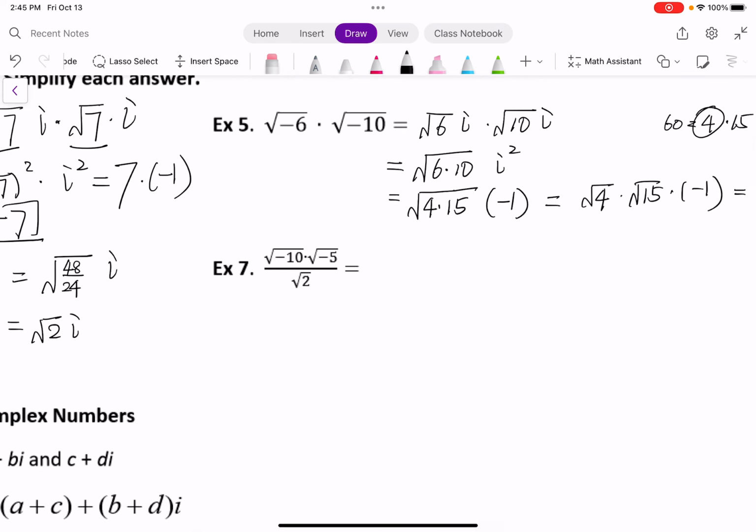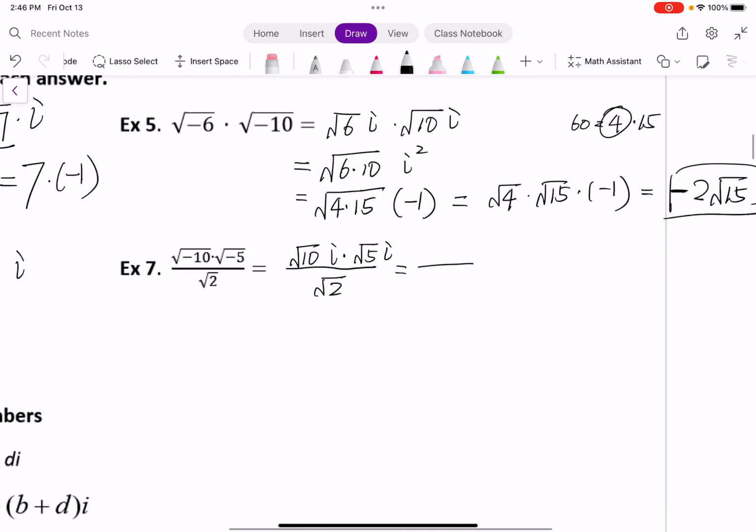How about the next one? Okay, we have the top, we have 2 square roots. Square root of -10 is square root of 10 times i. Square root of -5 is square root of 5 times i. All divided by 2 square root of 2. So 10 times 5, 50 over square root of 2. I times I squared. I squared is -1.